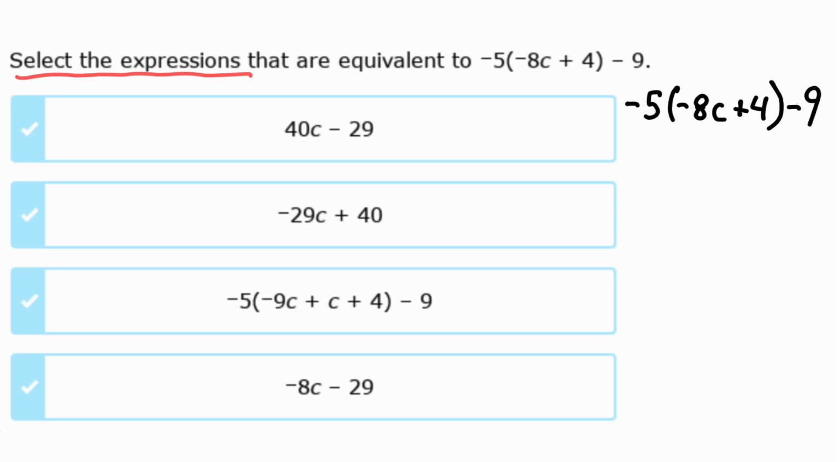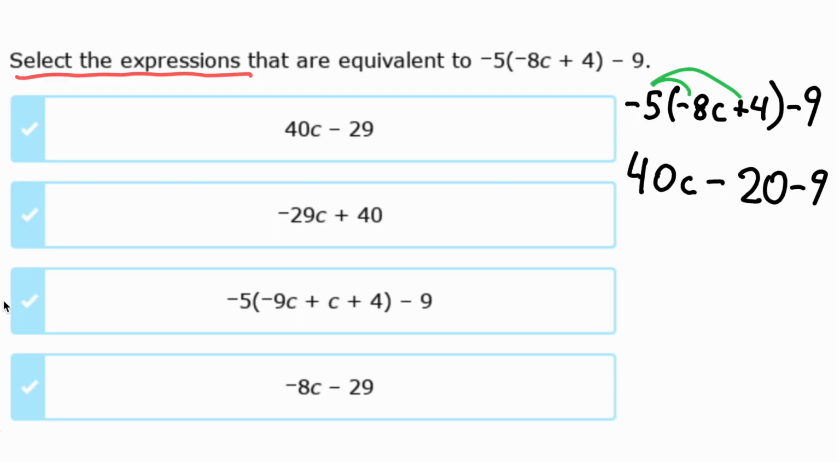So we can start by putting our expression in simplest form, and the first step is to distribute the negative 5 to both terms in the parentheses. Negative 5 times negative 8c is positive 40c, and negative 5 times 4 is negative 20. So we have 40c minus 20 minus 9.